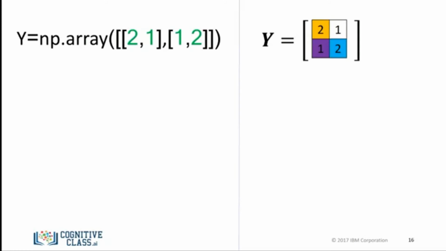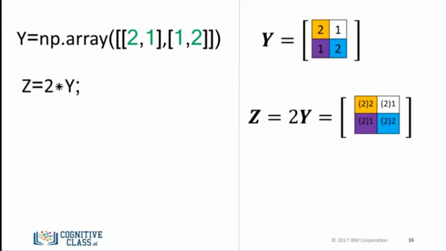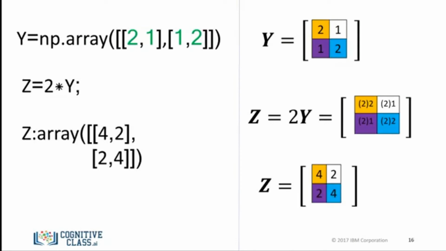Consider the array Y. We first define the array. We multiply the array by a scalar as follows and assign it to the variable z. The result is a new array where each element is multiplied by 2.